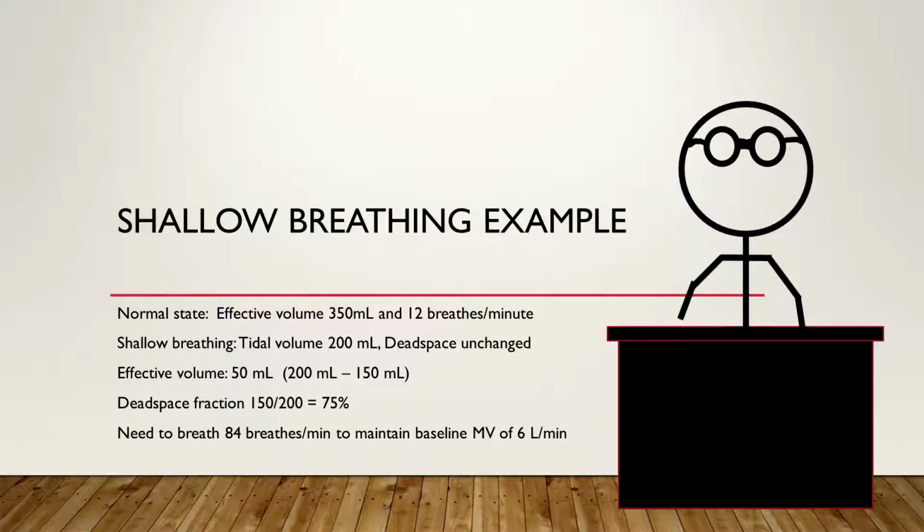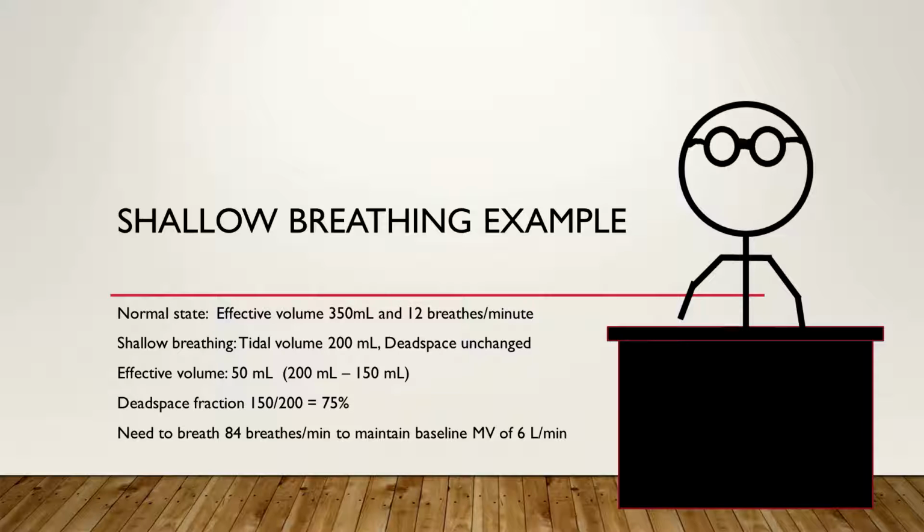Now, suppose somebody was tachypneic and they were breathing very shallowly. If, for example, somebody was breathing 200 milliliters per breath, they would only have an effective ventilation of about 50 milliliters because the space in the trachea and the bronchi doesn't change. And now this person's dead space ventilation fraction has gone up to 75% from 30%. If they're only effectively ventilating 50 milliliters instead of 350 milliliters, this means that they have to breathe 84 times per minute just to keep up with the minute ventilation that they had before they became short of breath.